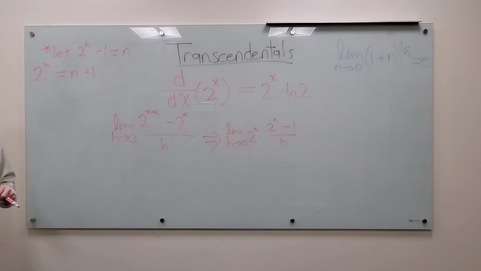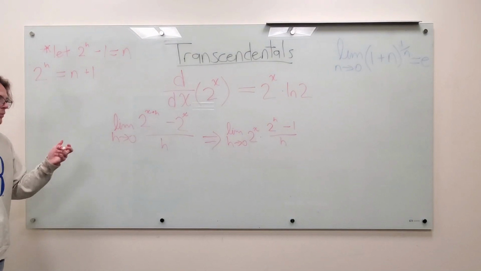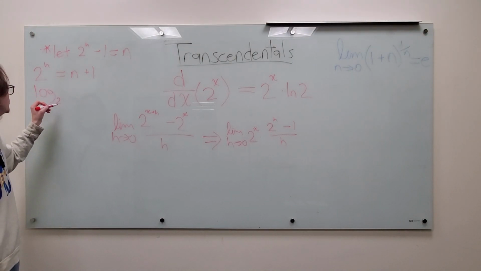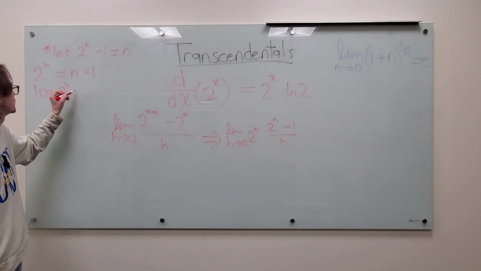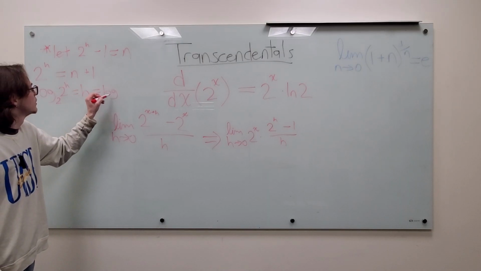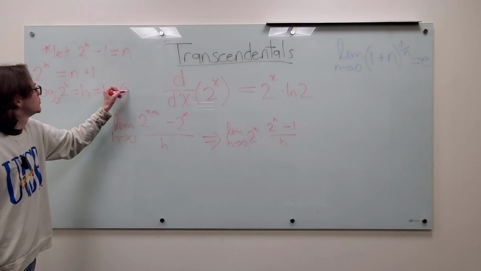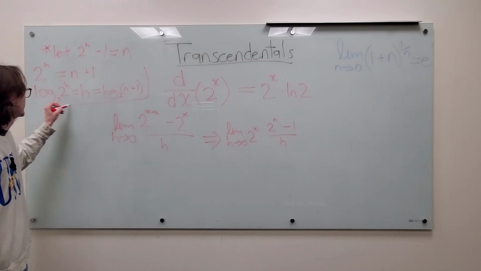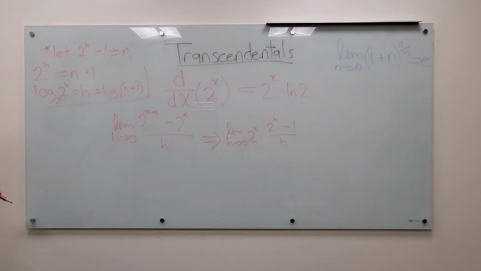Now, last time we did the natural log of both sides because we were working with base e, but here, if we work with the log base 2, log base 2 of 2 to the h is the same as h, which is the same as the log base 2 of n plus 1. Go ahead and try and section that off to the side here. All right, so we've got that h is equal to log base 2 of n plus 1.